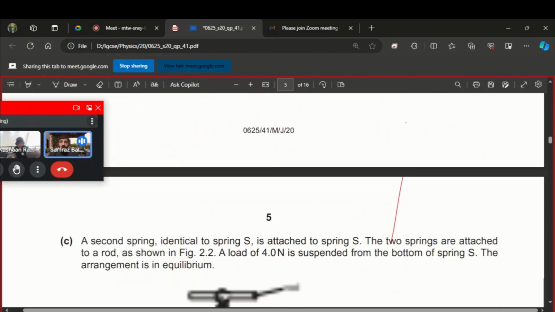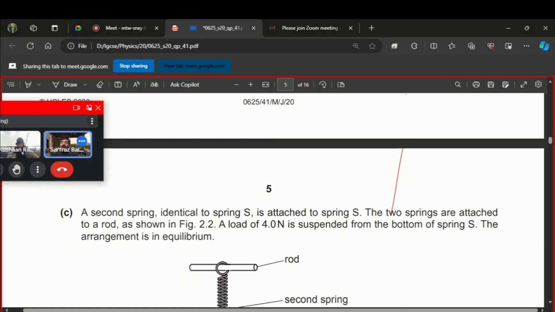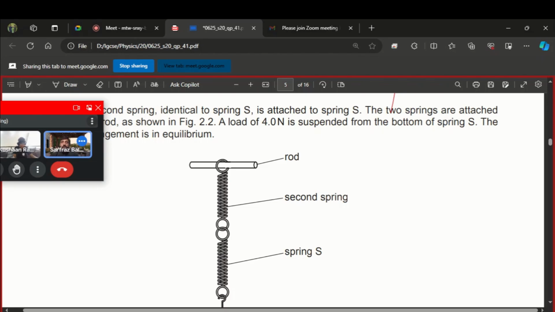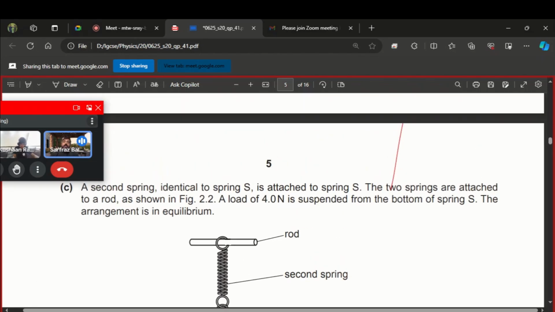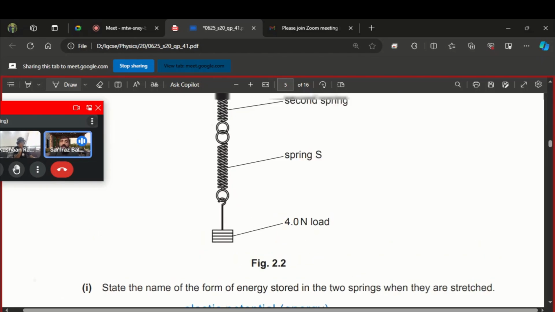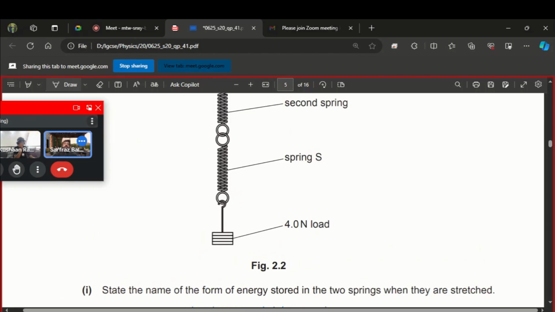So next, a second spring identical to spring. Here in the figure you can see there are two springs. So he is saying that a second spring identical to the spring, as two springs, are attached to a rod as shown in the figure. A load of 4 Newton is suspended, meaning a force of 4 Newton is suspended from the bottom of the spring. The arrangement is in equilibrium, as you can see. Now the first question says state the name of the energy stored in the two springs when they are stretched.